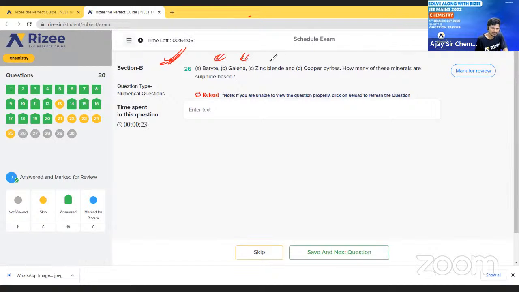See here: barite, galena, zinc blende and copper pyrites. How many of these minerals are sulfide based? We have to find that. So what is the formula for barite? BaSO4. And what is galena? Don't confuse it: PbS, lead sulfide, is called galena. And zinc blende means ZnS. And copper pyrite is the combination of Cu, Fe and S2.